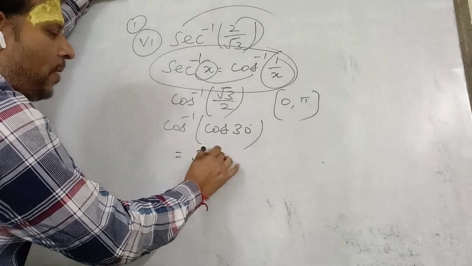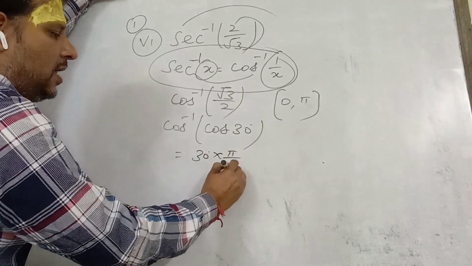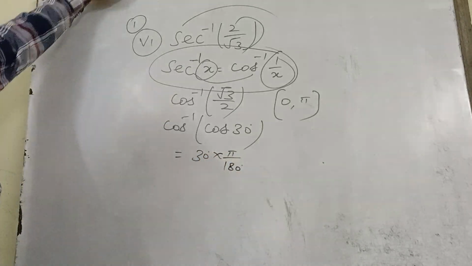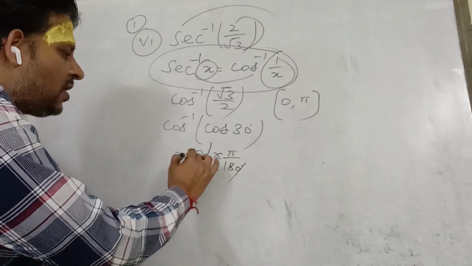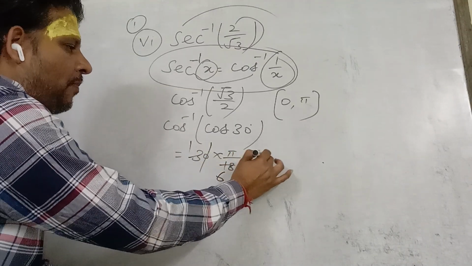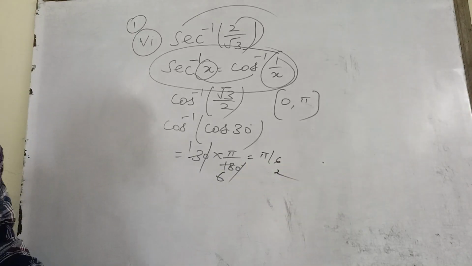30 degree is remaining, so multiply by pi by 180 degree if you want to change it into radian. So the zeros cancel, 3 1 ja 3, 3 6 ja 18. That is pi by 6, the answer of this question. Okay.